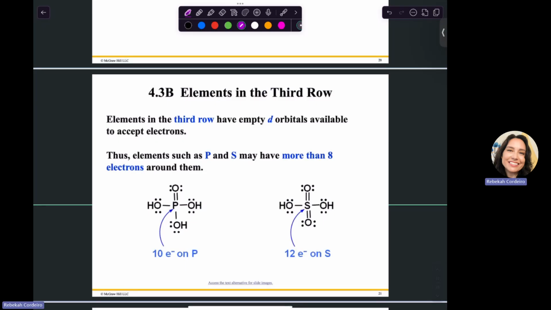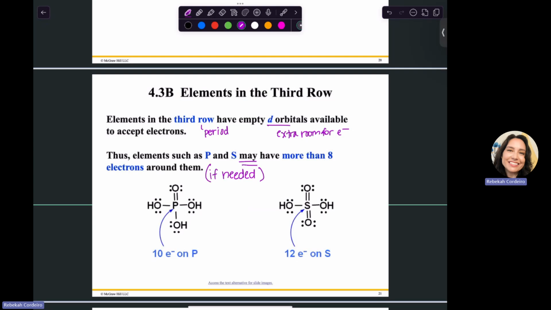Then, if you have the third row or the third period, they have d orbitals empty. So you don't need to remember too much about that. Just know that they're extra room, basically, extra room for electrons. So they can have more than 8 around them if needed. So we don't just go crazy and give them as many electrons as we can. If we have to give them more than 8 because that's the only way we can really draw the structure so that everybody is happy, then we will.